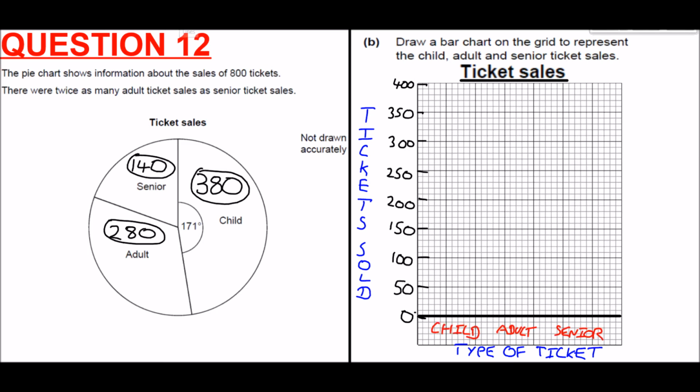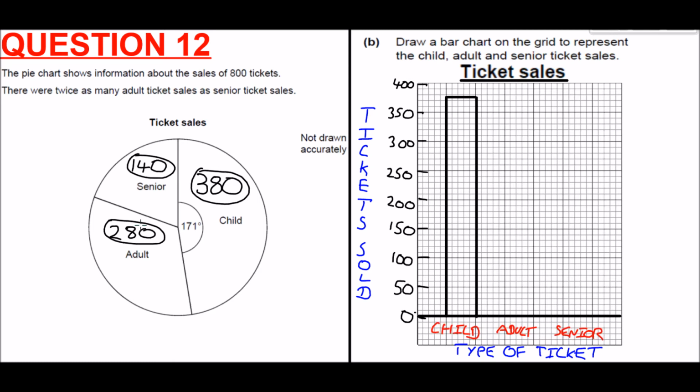Now, using a ruler, the child tickets are 380. And so we start off here, go straight up until we get to 380. So depending on your scale, yours might look different, that's fine. That's 360, 370, 380 would come up to here. Do a line going across, and then a line coming down. So that's for child's tickets, 380.